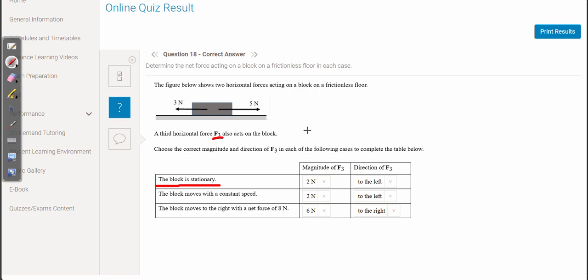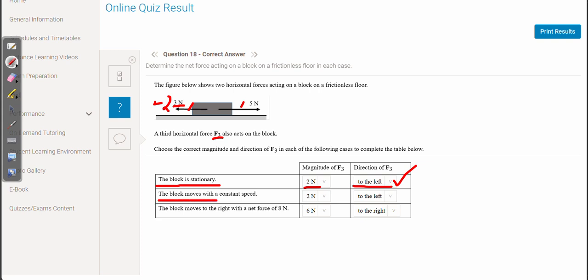Remember, when we have an object that's at rest, that means we have balanced forces. And if we have balanced forces, that means the net force is 0. So how do we make those net forces 0? We want them to cancel out, right? How do we make them cancel out? That 3 needs to become a 5. So we add another 2 to the left side, which is what we're doing here.